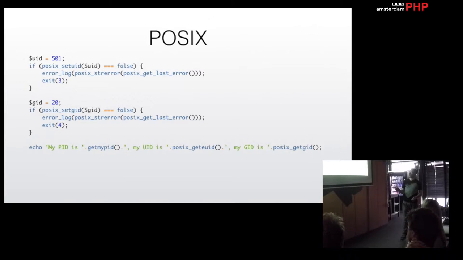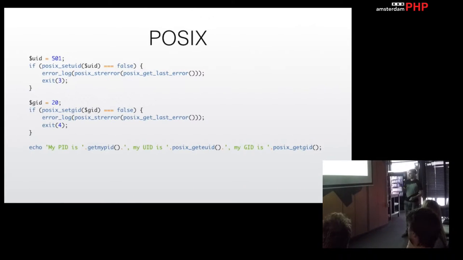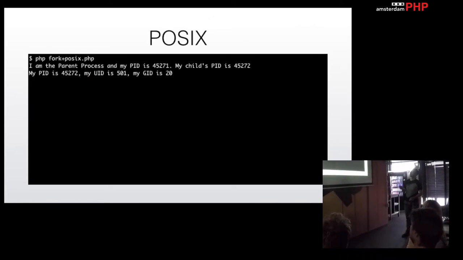So my process ID is my process ID, my user ID is... So you see, this is the function to set the user ID. This is the function that I'm using to get the user ID. This is the function that I'm using to set the group ID. And this is the function to get the group ID. So if I run this code, I'm going to get something like this. I'm the parent process. Imagine that all that fork code we wrote before was before. So that's pretty much how it will go. I'm the process. Remember the code that was outputting this? And then the child will do this.